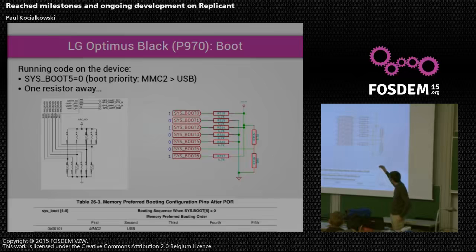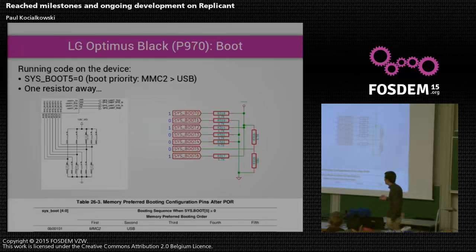And so you see that when you're wired to 1.8 volts, that's a logical 1. When you're wired to ground, that's a logical 0. So from that, you get the sysboot thing. And when you look at the OMAP documentation, it says, if sysboot 5 equals 0, and if sysboot bits 0 to 4 equal this, it means that first off, you have the MMC, and second, you have the USB. So the MMC is internal storage.